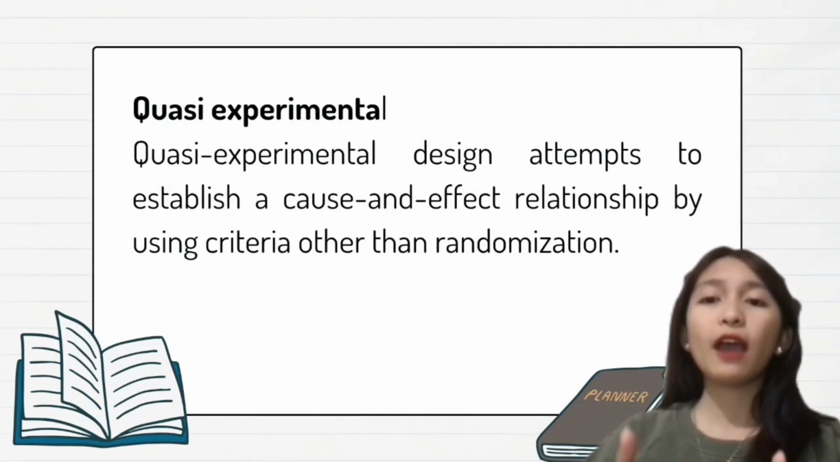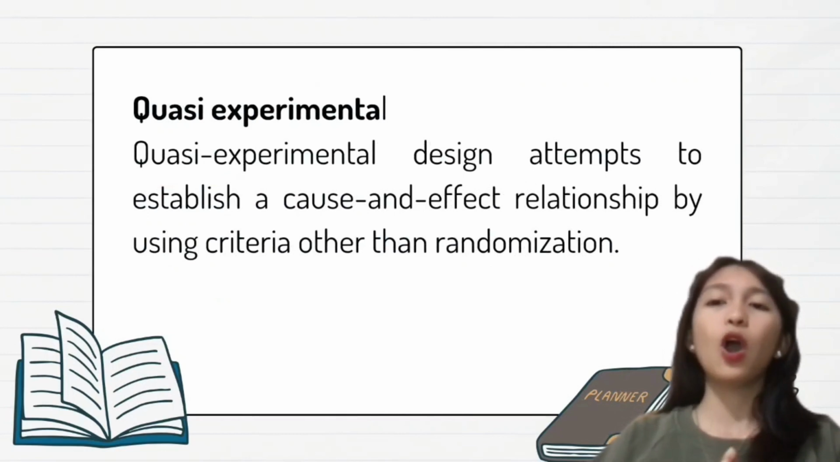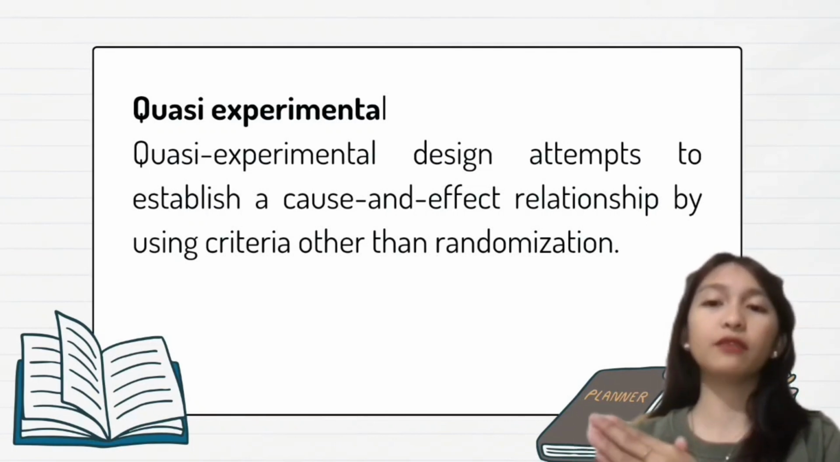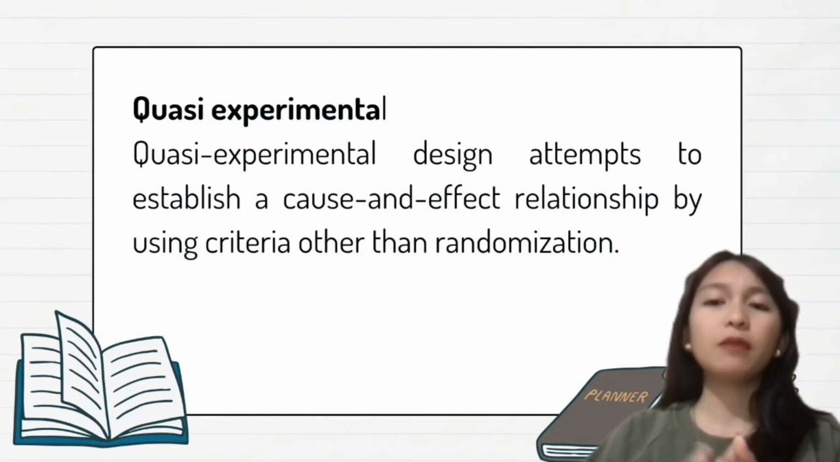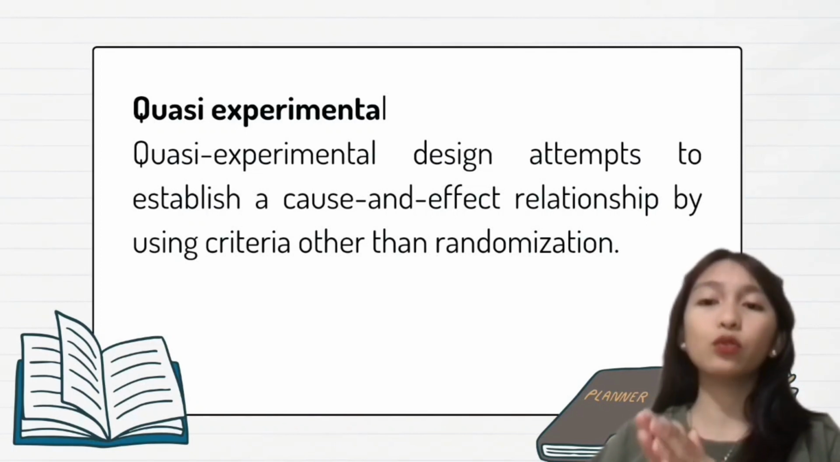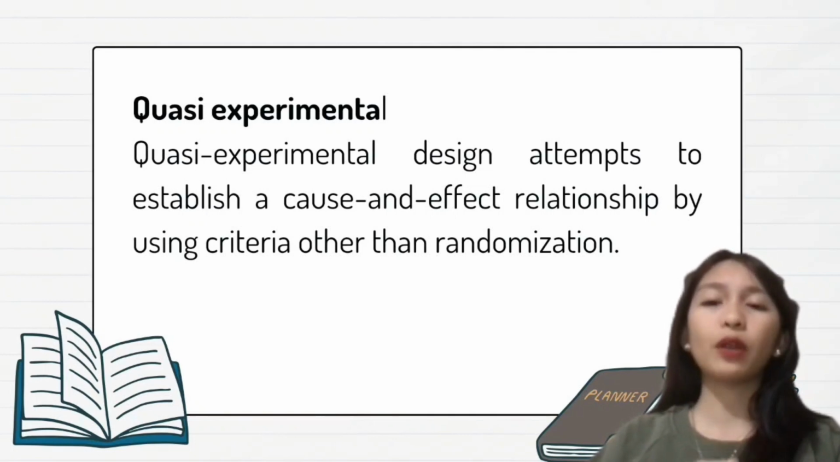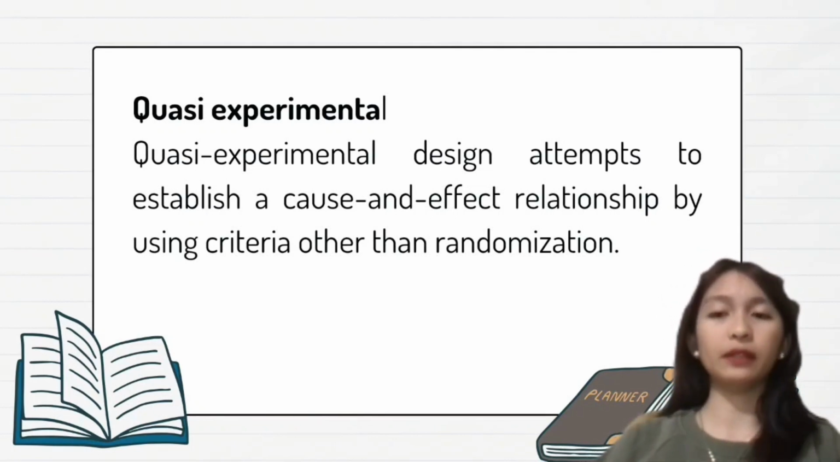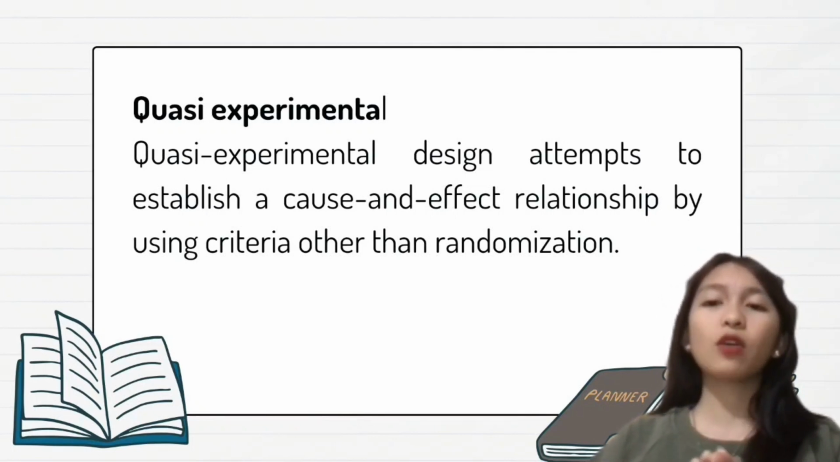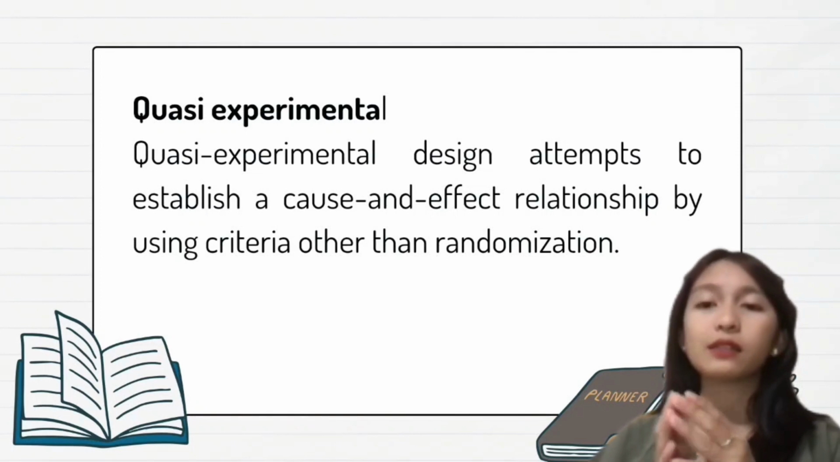Second, we have the quasi-experimental. Quasi-experimental design attempts to establish a cause and effect relationship by using criteria other than randomization. Example, a memory task with a group of clinically depressed participants compared to a controlled group of non-depressed participants. This is a common example in psychology.